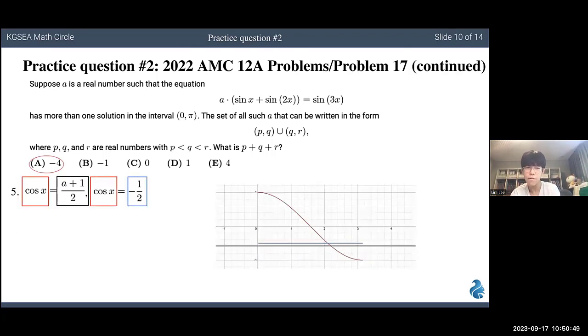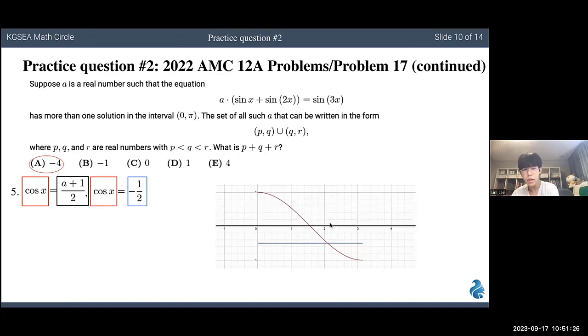So if we graph the cosine x functions that we got from step 4, we can find this Desmos graph that I drew as follows. Cosine x is drawn by the red graph here from the interval 0 to pi. And the black graph, which is y equals a plus 1 over 2, must meet the red graph at one other point, because if we read the solution, it says that this equation, which is just the step 5 equation, has more than one solution in the interval 0, pi.